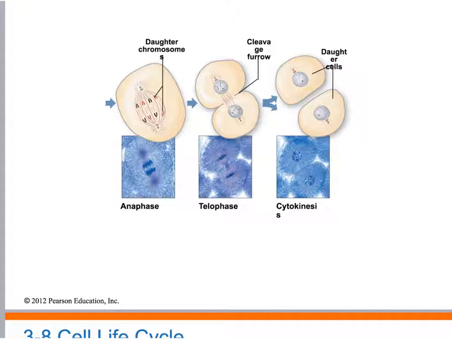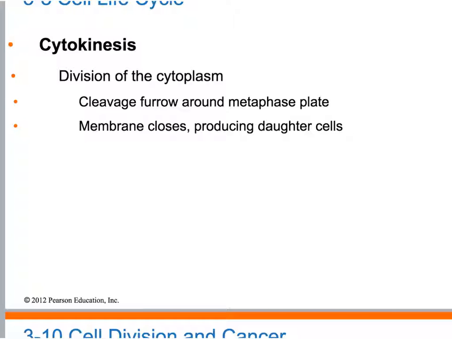This shows you anaphase with the daughter chromosomes pulling apart, moving towards the centrioles, and then telophase where the nucleus is reformed and you have 2 complete nuclei. And then the last stage is cytokinesis, where the cytoplasm and the organelles split in half, having 2 complete cells. That leads us to cytokinesis. That's the division of the cytoplasm, with a cleavage furrow around the metaphase plate. Membranes close, producing daughter cells.